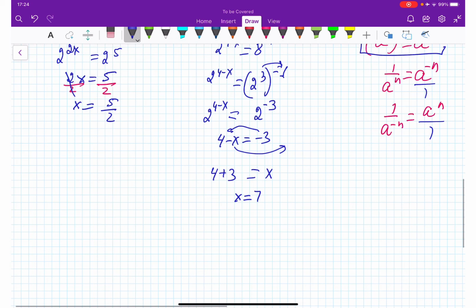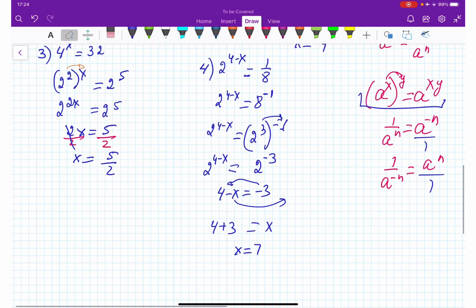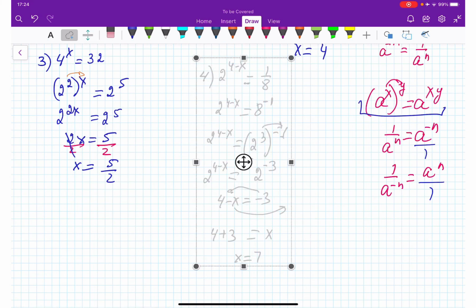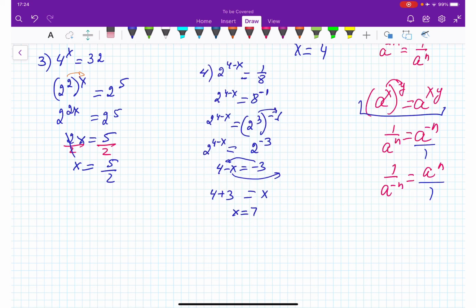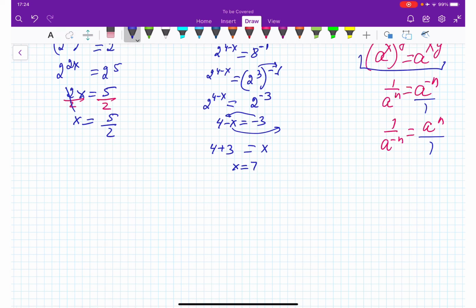Question number 5. 6 to power x squared minus 12, and it's equal 36 to power 2x. Very interesting. So 36 I can represent as 6 squared, yes? To power 2x. Here I have 6 to power x squared minus 12.